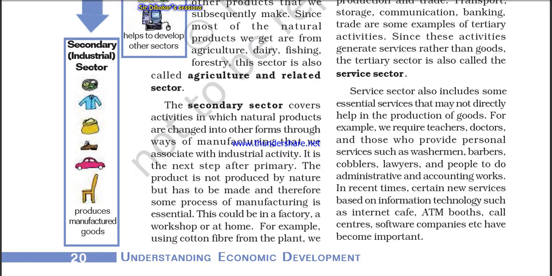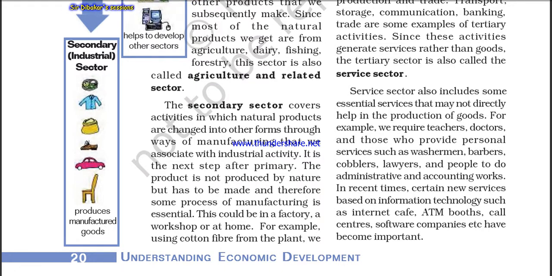Now again, based on ownership, we understand who is the owner. On the basis of ownership, sectors can be classified into two categories: public sector and private sector. When the government is the authority, we call it public sector. When the owner of the company or anything is an individual, or group of individuals or group of companies are in charge, not the government, then it is private sector.